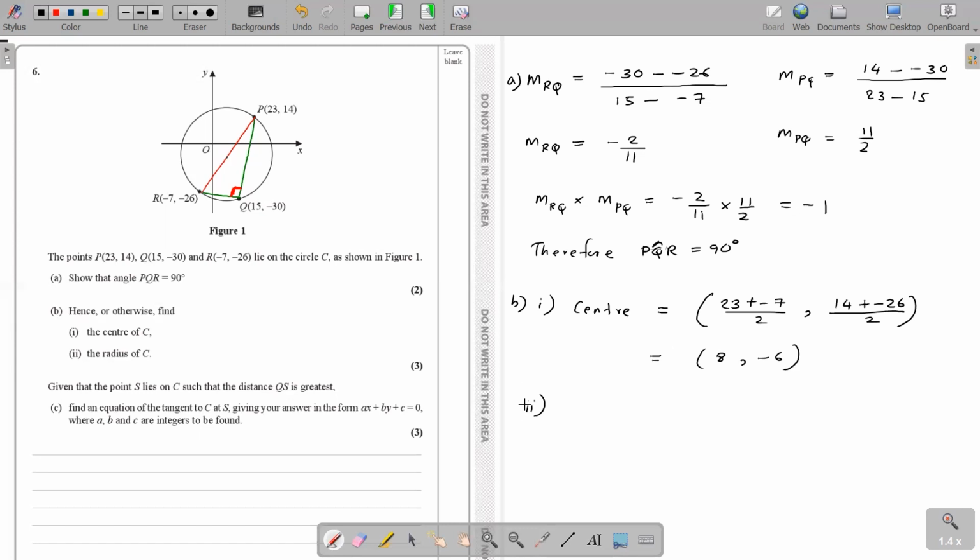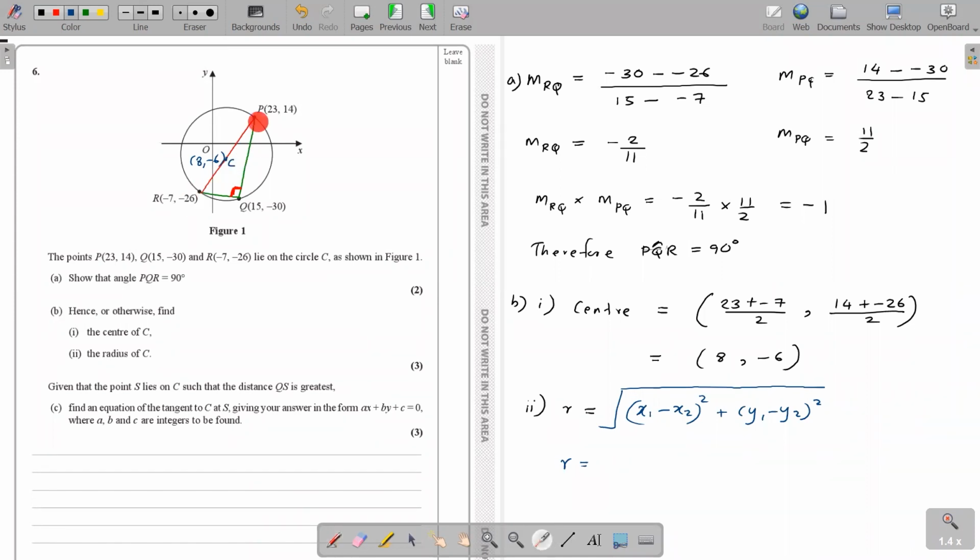Roman number 2, get the radius. How do we get the radius? So we use the distance equation. For the radius, you could use the distance from the center. So you got the center now as 8, minus 6. So you can get the distance from the center C to point P, or from center C to point Q, or from center C to point R. Anything. Get the distance. x1 minus x2 square plus y1 minus y2 square, root.